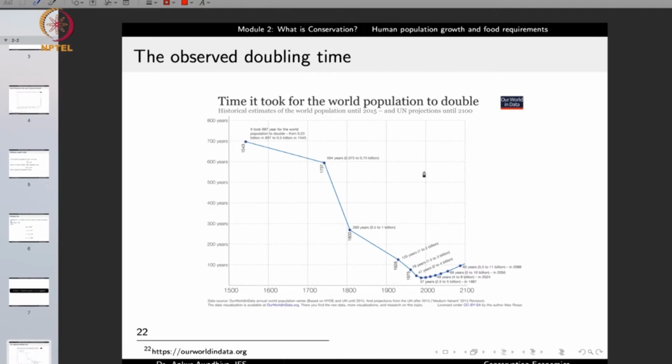And at the same time, the doubling time is not fixed. The doubling time has been changing. So, it was as high as around 700 years, it was as low as 37 years, and currently it is close to 95 years. So yes, the population is increasing, there is a doubling, but this doubling time is not a constant. So there are certain other factors that are also playing a role.